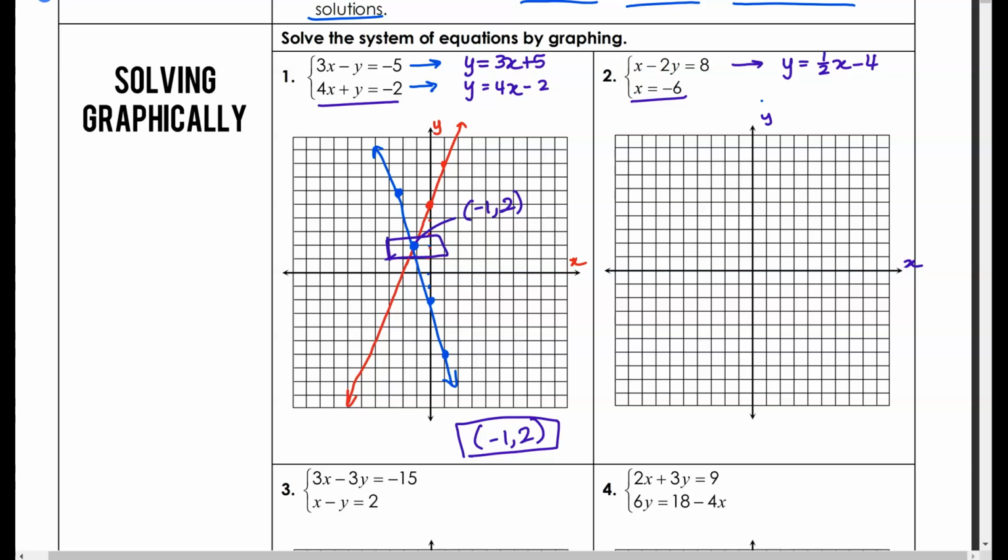So we're going to start off at -4. So here's 1, 2, 3, 4, negative, right, because this is our origin. And we're going to go up 1 over 2. So here's 1, 1, 2. I'm also going to go down 1 over 2, 1, 2.